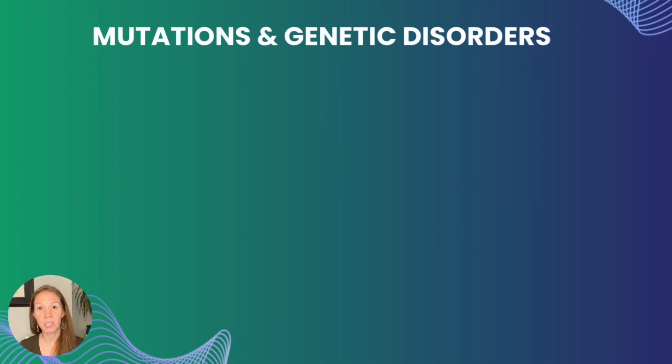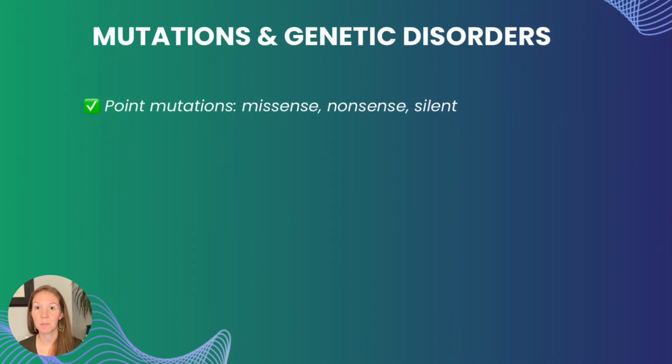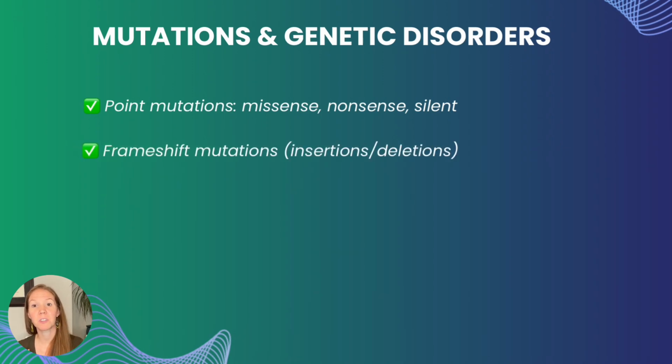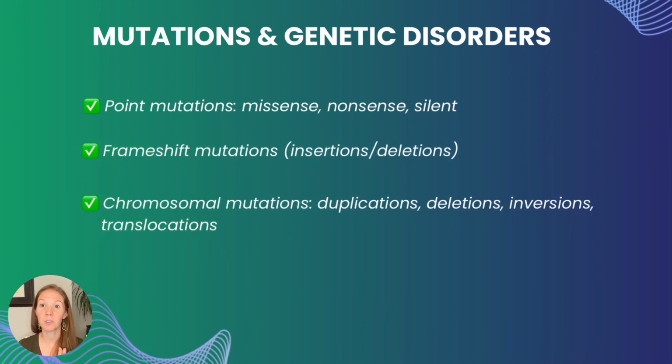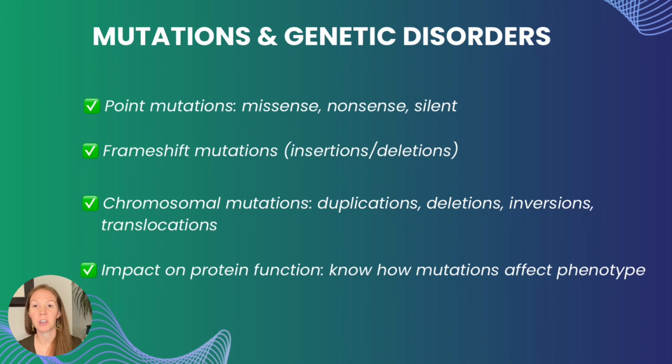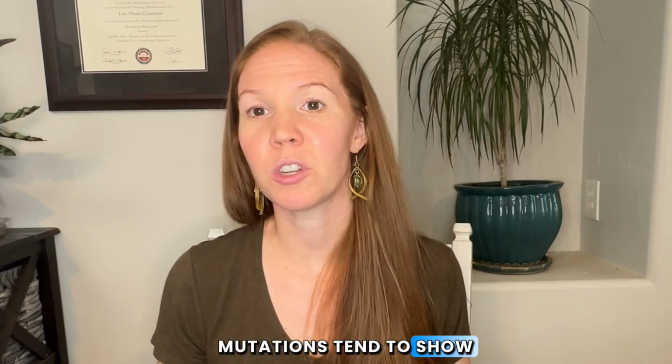Let's move on to mutations and genetic disorders. You need to know point mutations: missense, nonsense, and silent. You need to know frame shift mutations. You also need chromosomal mutations: duplications, deletions, inversions, translocations. You need to know the impact on protein function, and how mutations affect phenotype. Mutations tend to show up in experimental passages, so practice predicting outcomes.